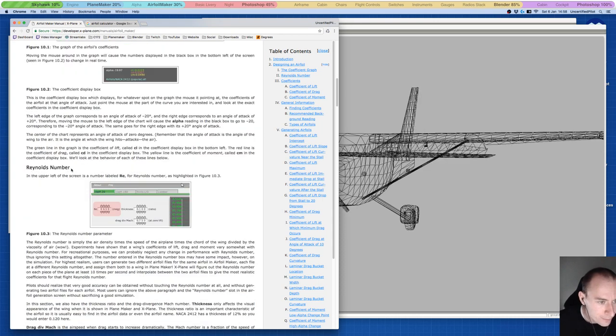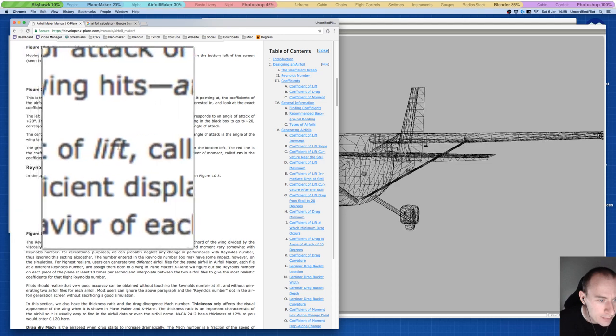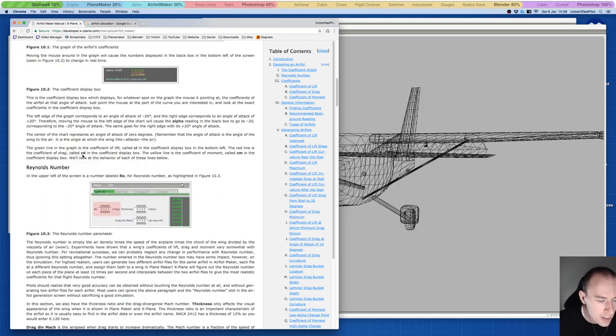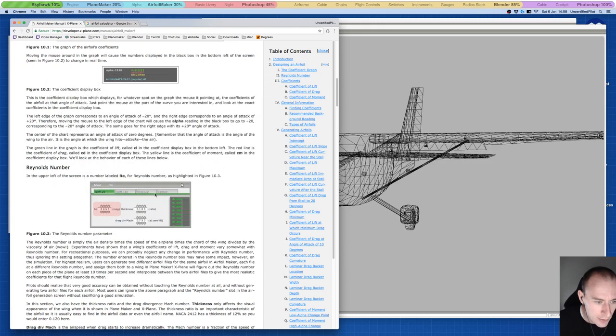Reynolds number. Oh, I guess the C just stands for coefficient. Coefficient of lift. Coefficient of drag, obviously. Reynolds number. In the upper left of the screen is a number labeled RE for Reynolds number, as highlighted in figure 10.